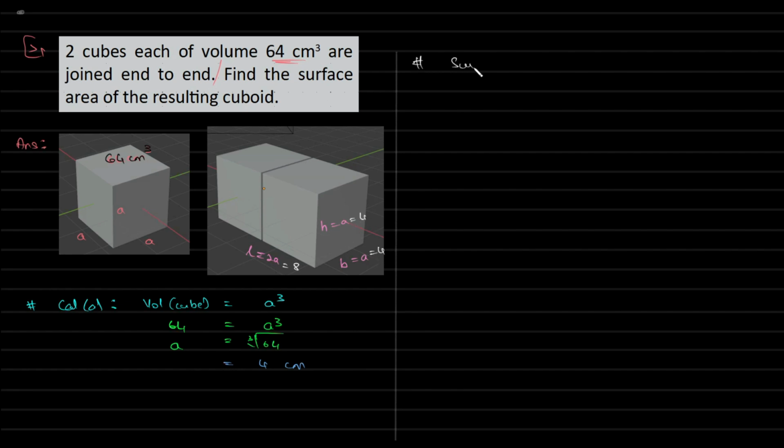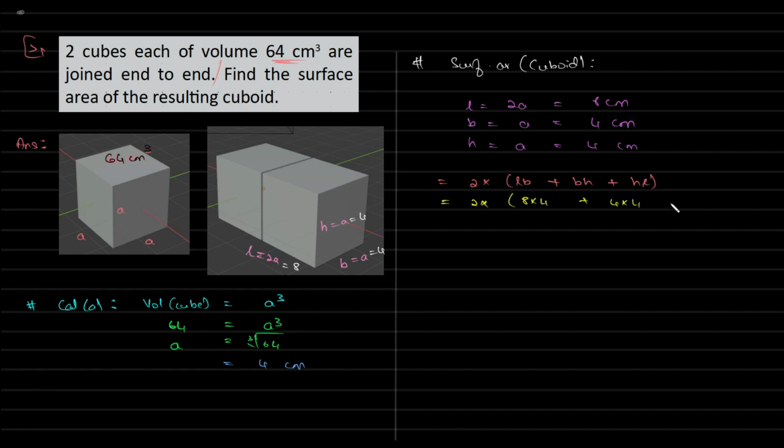So now the surface area of a cuboid is, length is 2a, which is 8 centimeter. Breadth is a, which is 4 centimeter. Height is also a, which is again 4 centimeter. And so the formula goes like this: 2 times LB plus BH plus HL, and on substitution, 2 times of L is 8 into 4 plus 4 into 4 plus 4 into 8.